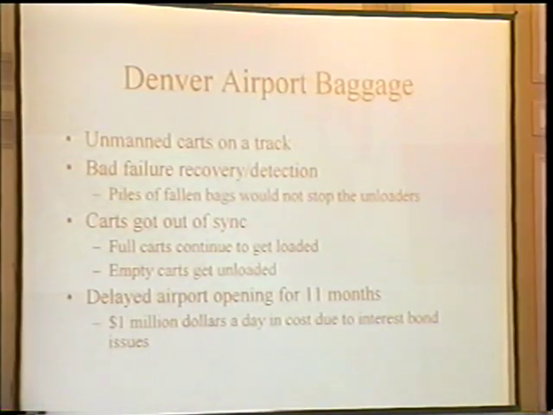The Denver airport is a famous example. They have an automated baggage system that runs on carts. And then the airport itself was delayed for 11 months opening because the baggage system, the software that ran it, failed to detect faults within the tracking system. That is, a bag falls off a cart, gets in the way of a cart. They can't correctly detect this. Carts run into other carts. Completely full baggage carts are filled again by the loaders. Empty carts are unloaded. And this caused an 11-month delay. Now, that doesn't in itself seem like a big deal, but the fact that they were paying $1 million a day in fines on their bond every single day for the 11 months, that really added up. And that was a software failure that was extremely expensive.